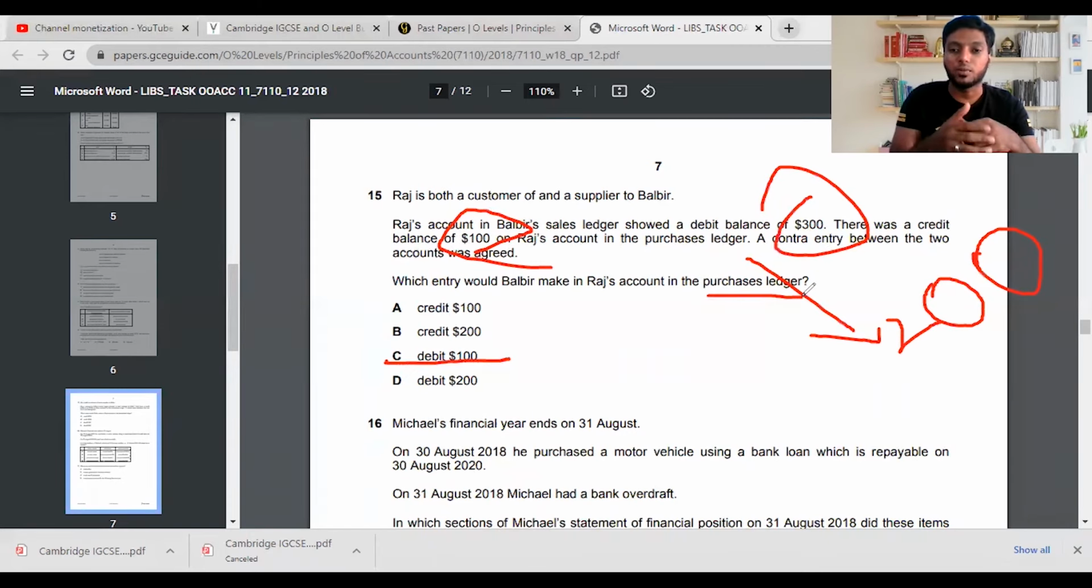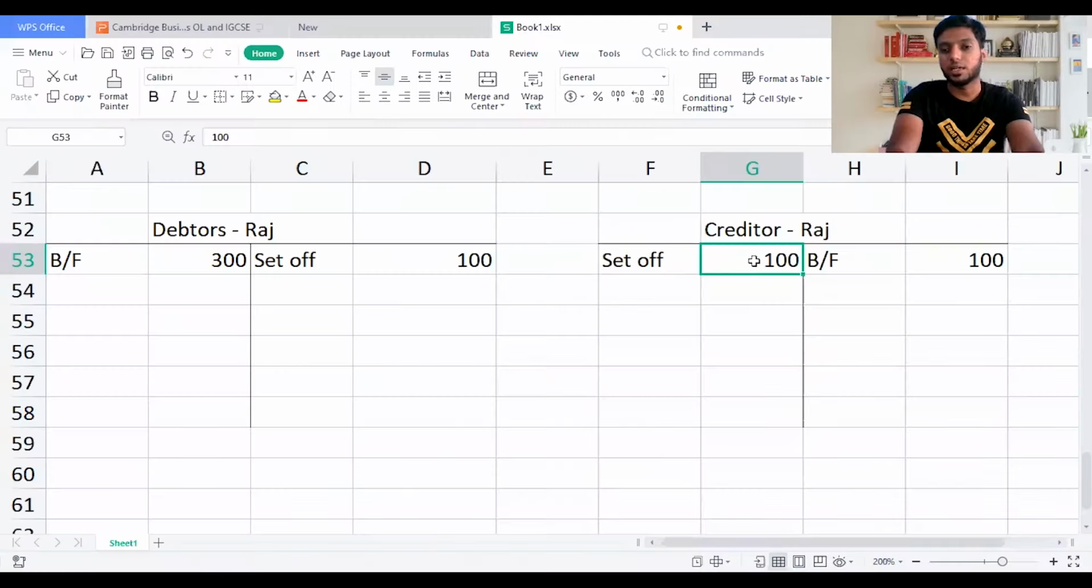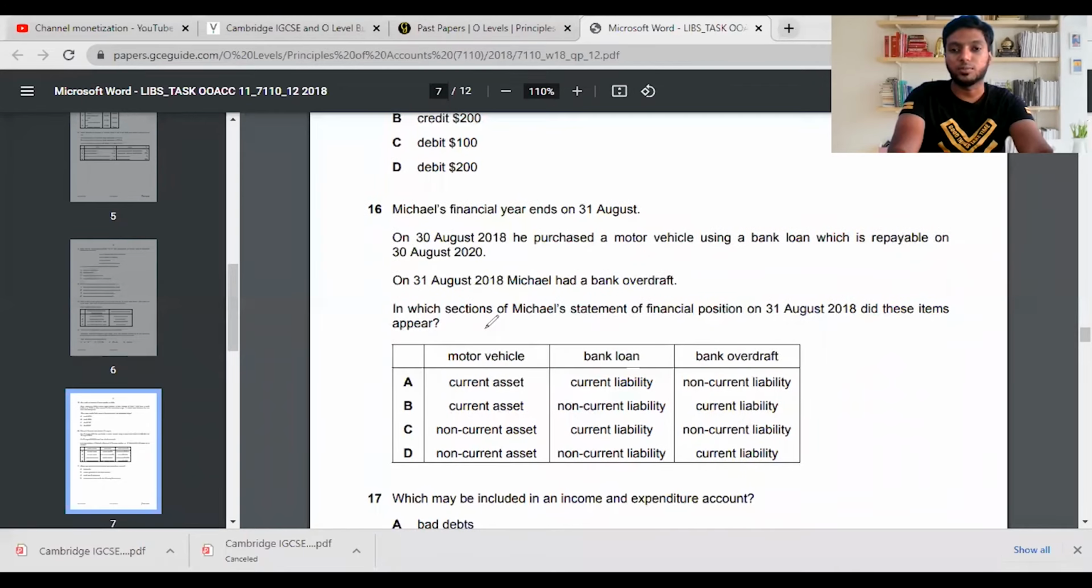So which entry would Balbir make in Raj's account in purchase ledger? So this is the entry which they are expecting, which is set off on the debit side, which you are doing. So that's a very straightforward one, but a bit confusing. Don't get confused when you're doing a sum like this. So we'll move on to the next, 16th MCQ.